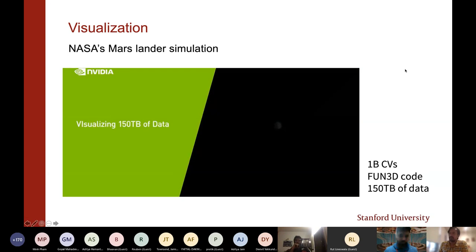So we can see that we generate huge amounts of data, like 150 terabytes from just one simulation, and it's really crucial to make this real-time visualization.